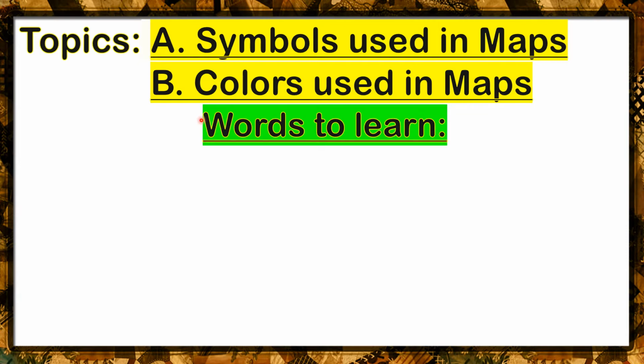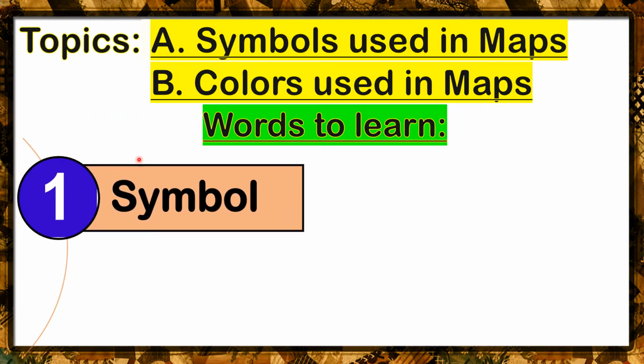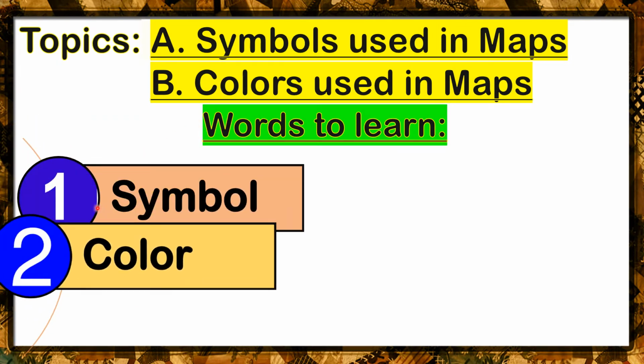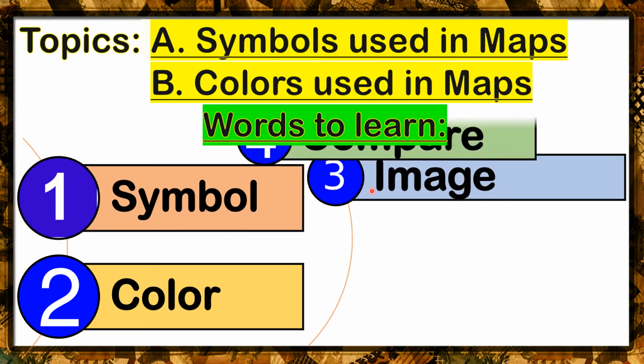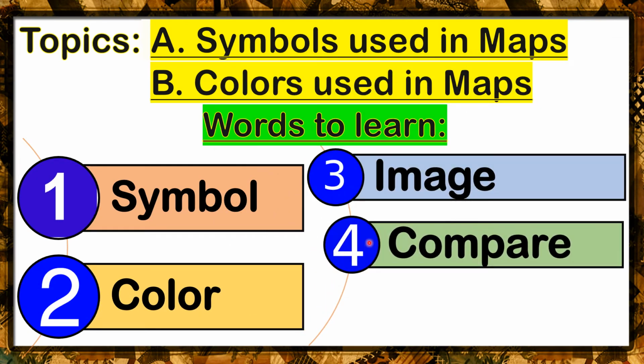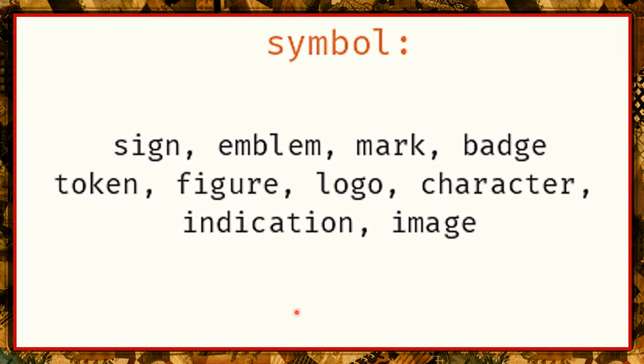So these are the words to learn. Please repeat after me so you can still practice your reading skills and speaking skills even if you're just at home. Are you ready now? Let's start reading. Letter A, symbol. Letter B, color. Next, image. Next, compare. And the last one, island. Now, let's study the meaning of these words one by one.